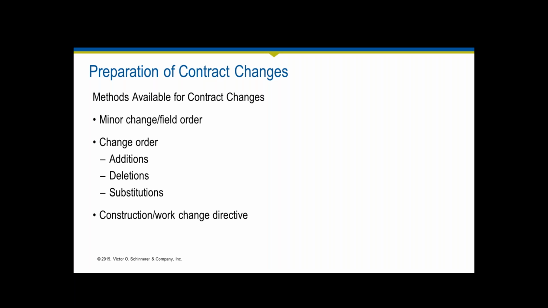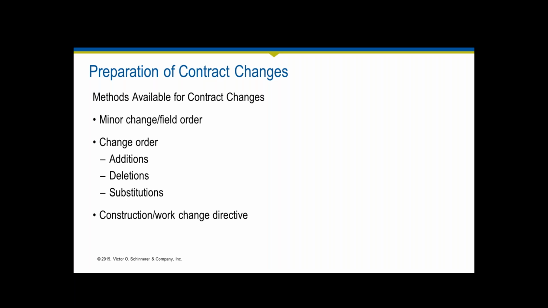If, however, it is more substantial than that, oftentimes then a change order has to be negotiated. It can be an addition, a deletion, or substitution. All of these things have to be agreed to, and if it's a change order, it's something that the owner and the contractor agree to. The additional work is scoped out, the additional time is agreed to, and so on. So a change order is something that both parties agree to.